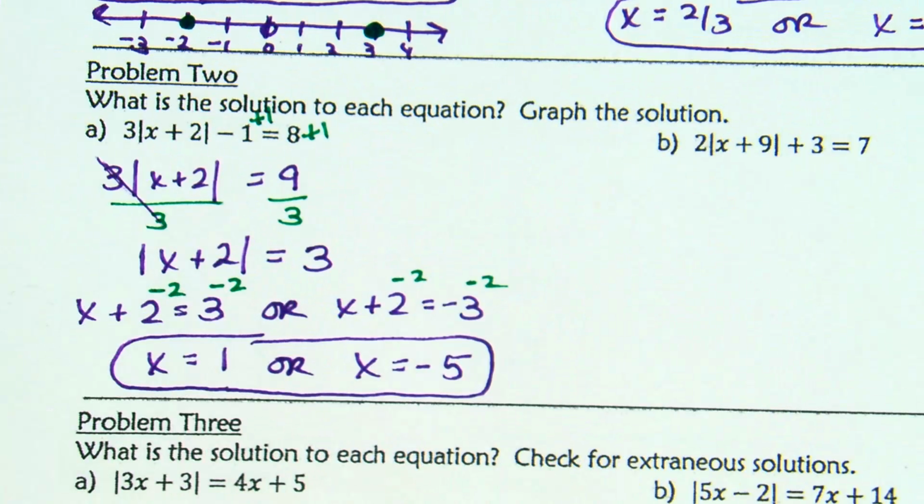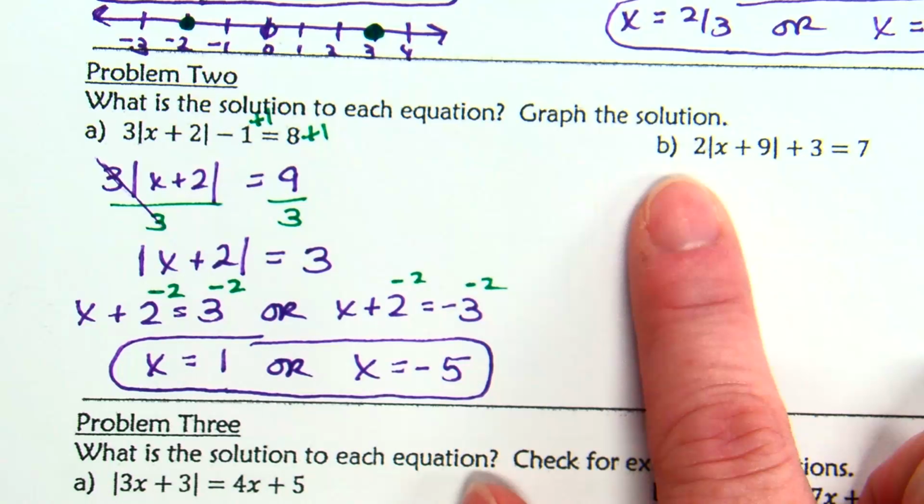Yep, subtract 3. So we're trying to get the absolute value by itself, right? So if it's 2 times that plus 3, easiest thing to do is move that 3. Subtract 3. So then, 2 times the absolute value of x plus 9 equals 4. Okay, next step.